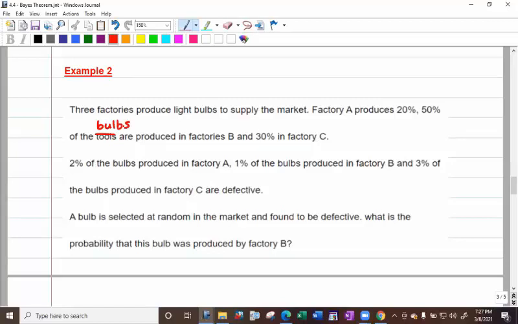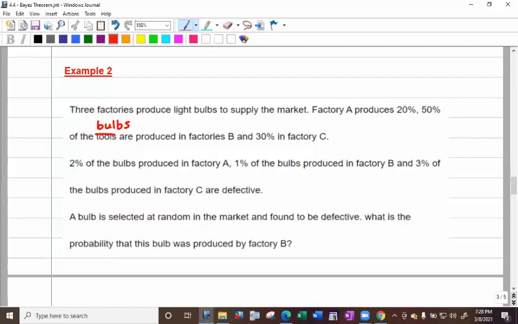Okay, I didn't even catch that. Maybe I did, and I don't remember that I caught it. But yeah, bulbs. So 20% are coming from A, 50% are coming from B, and 30% are coming from C. Now here they're telling you that once you get past A, B, C, the next thing to determine will be defective or not defective.